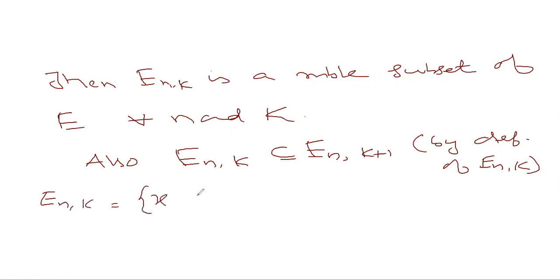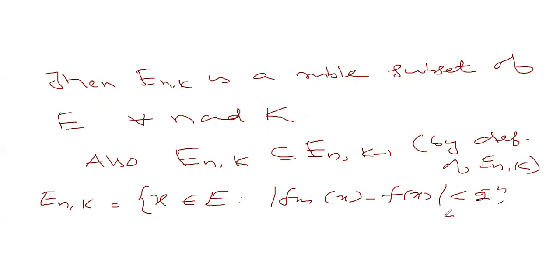Then I will try to explain how it's increasing with respect to k, such that |f_m(x) - f(x)| is less than 2^(-n), where m is greater or equal to k. Suppose x is in E_n^k; we will show that x is also in E_n^(k+1), because we need to show that E_n^k is a subset of E_n^(k+1). Whenever x is in E_n^k, this is true for each m greater or equal to k. Then it will be true for each m greater or equal to k+1, because anything which is true for, suppose, greater or equal to 2 is also true for greater or equal to 3.